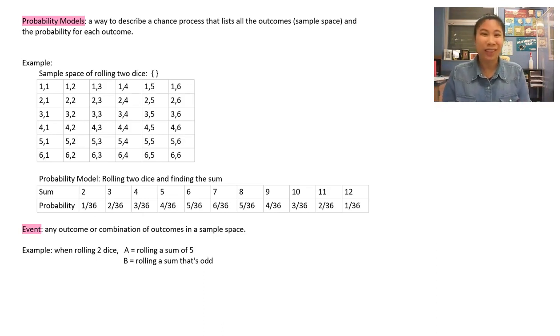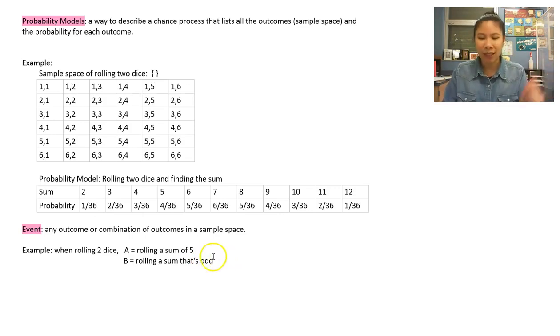We usually use letters to denote this, so usually capital letters. So I can say letter A, capital A, is going to stand for rolling a sum of 5, and then capital B is going to stand for rolling a sum that's odd, or something like that. So rolling a sum of 5 would just be one outcome in the sample space. Rolling a sum that's odd would be a combination of things, because now I can roll a sum of 3, 5, 7, 9, 11.